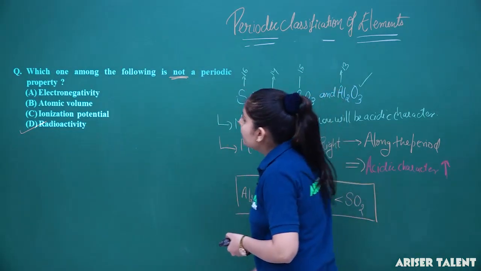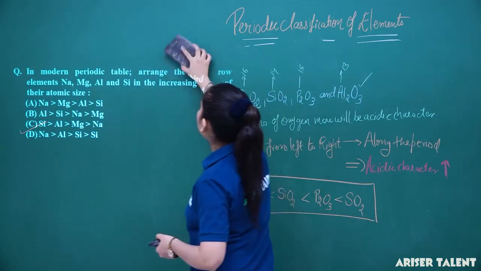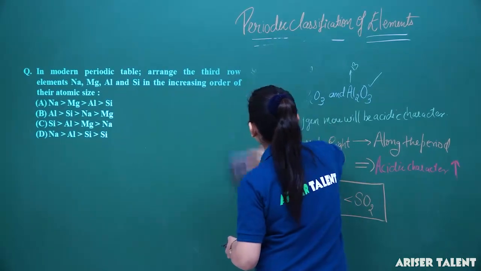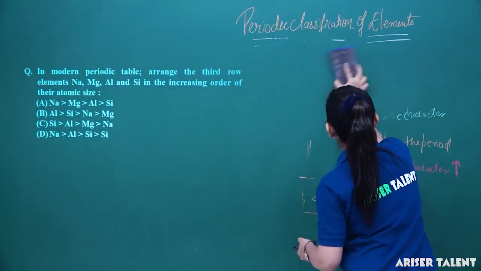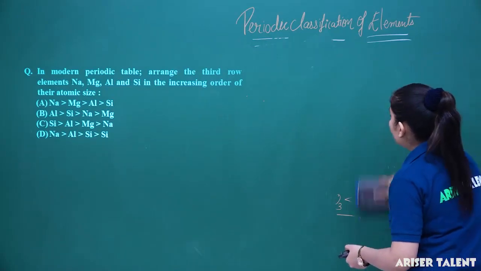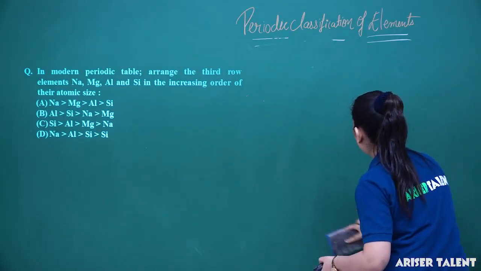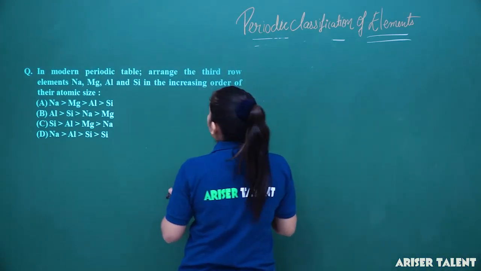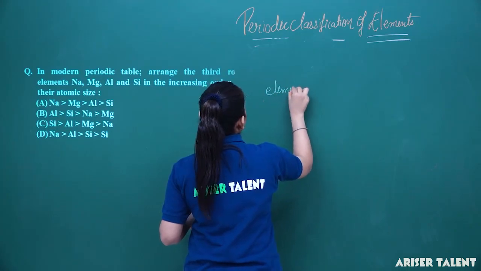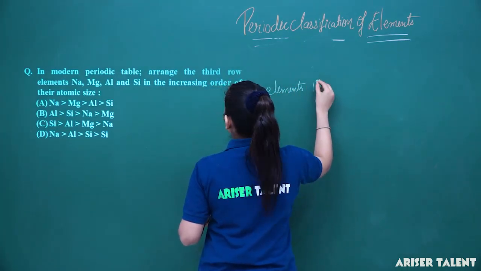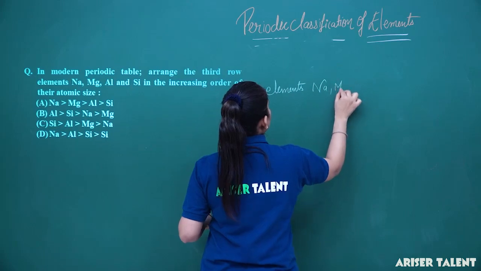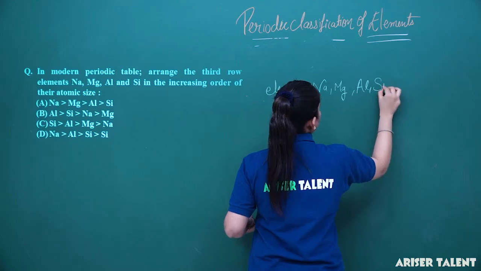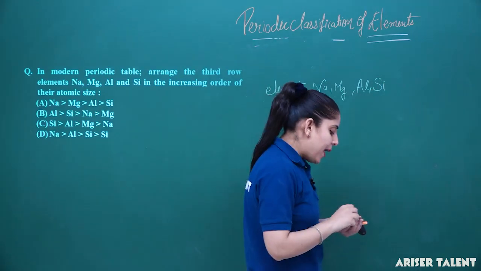Now let us move to the next question. In the modern periodic table, arrange the third row elements in the increasing order of their atomic size. We have to arrange the elements in the increasing order of atomic size. So we have elements here. First, write the elements here: sodium, magnesium, aluminium and silicon. So what will happen here?